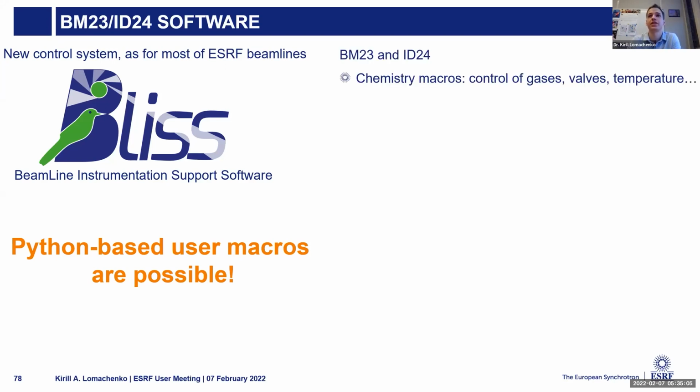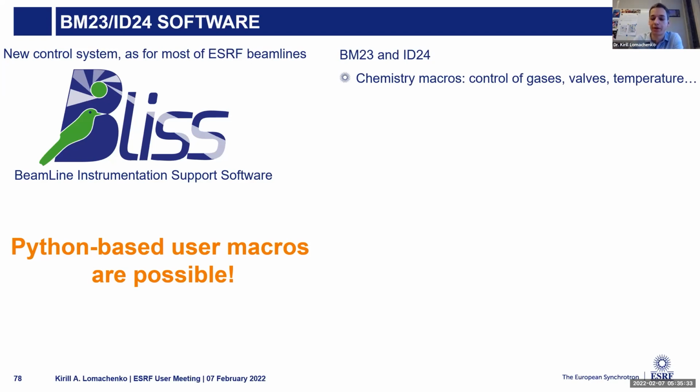It gives a lot of possibilities. So we have it in BM23 and ID24, we have the macros to control remotely, to control gases, valves, to control temperature. So basically now everything can be automated, can be done remotely, or can be put into macros if you have, for example, a chemical treatment to do, which consists of different temperature ramps, different changes of different gases.